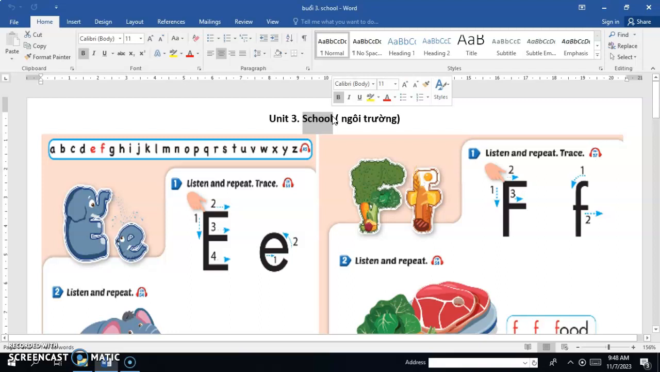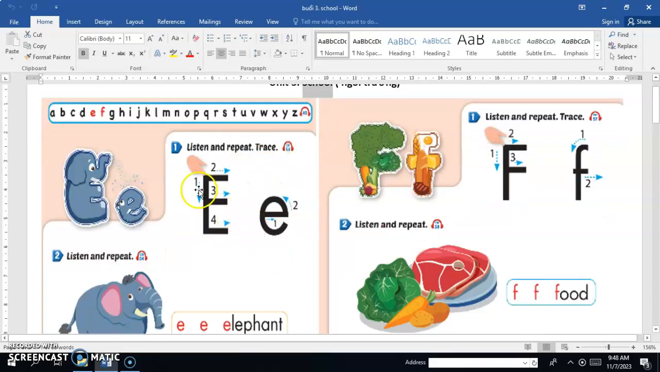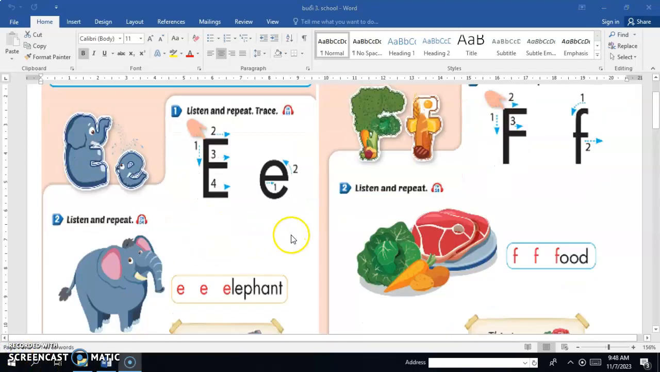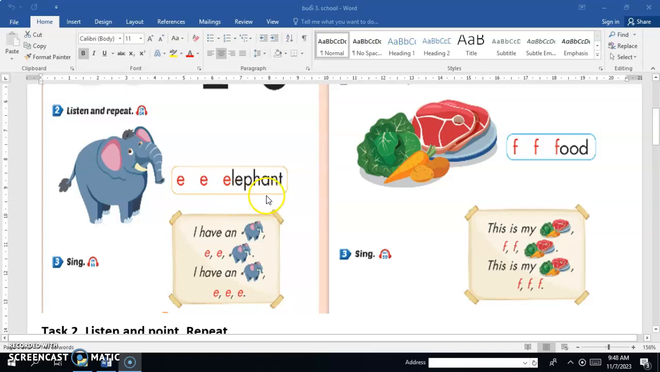School, school. Letter E, sounder E. Elephant. Elephant. I have an elephant. Nào chúng ta đọc nhanh hơn nhé. Elephant. I have an elephant.